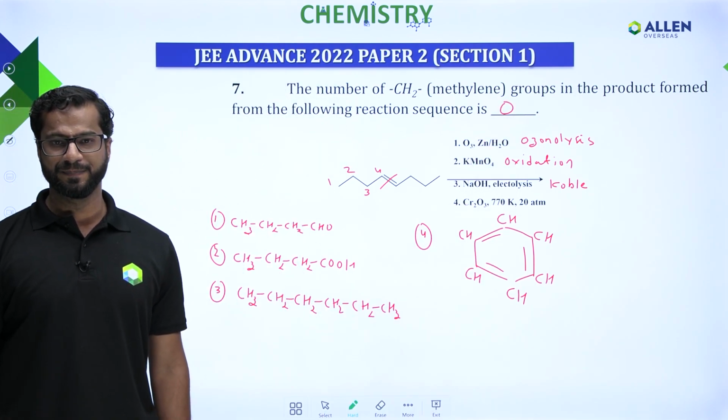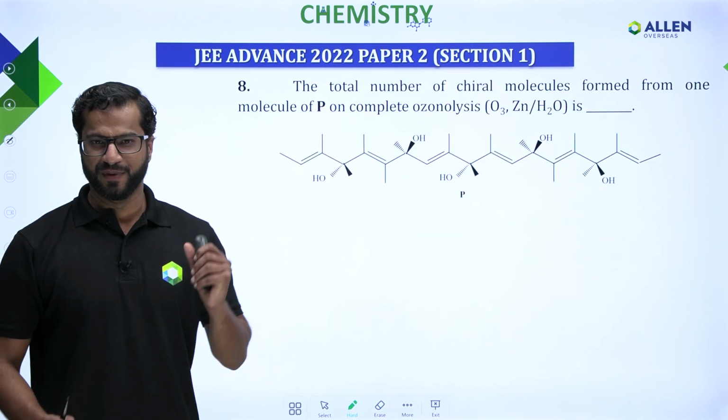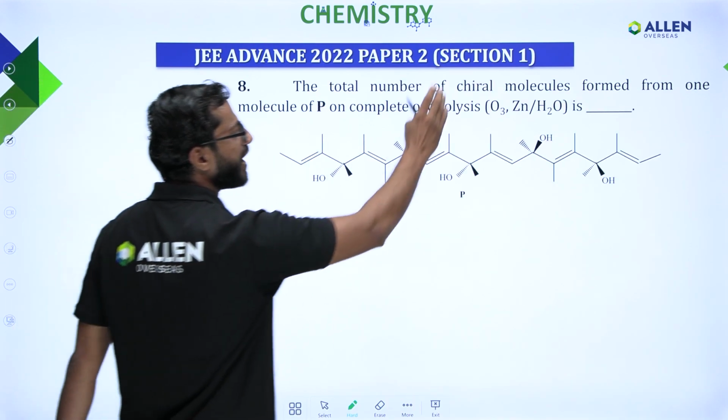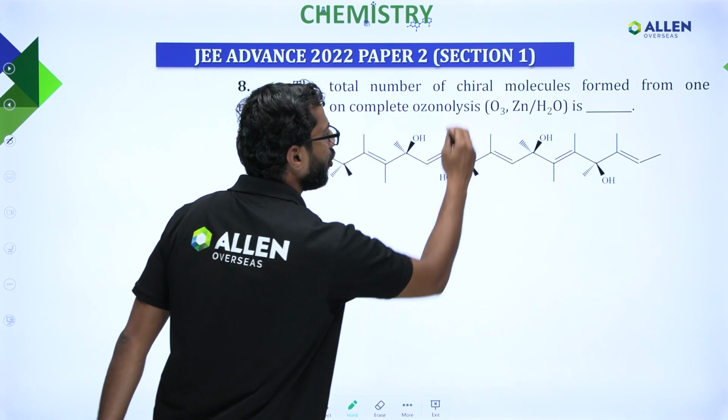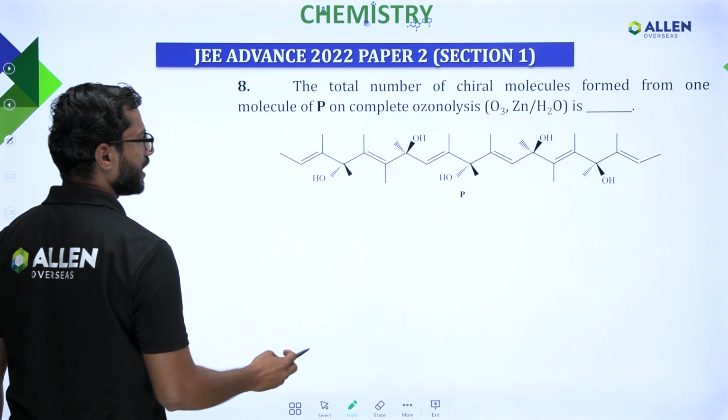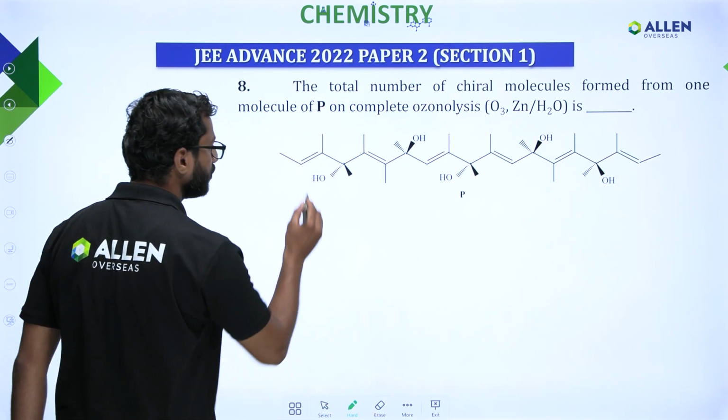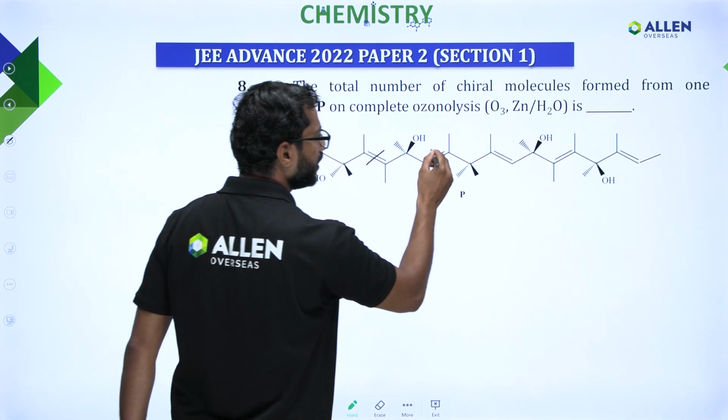Clear this one? Now let's move on to the next question. Now we have this question: the total number of chiral molecules formed from one molecule of P on complete ozonolysis. Now let's start, students. We have to break down this molecule at the pi bonds.